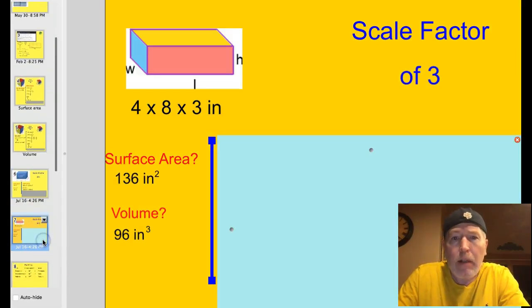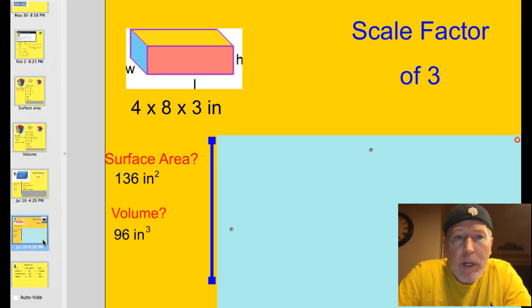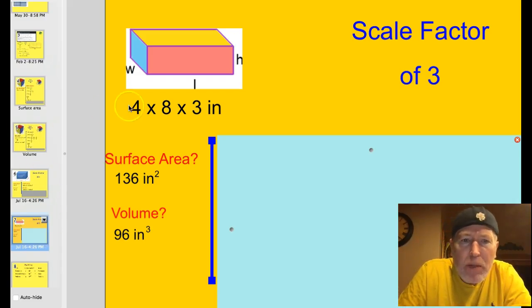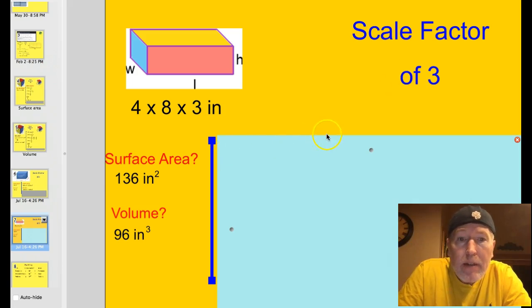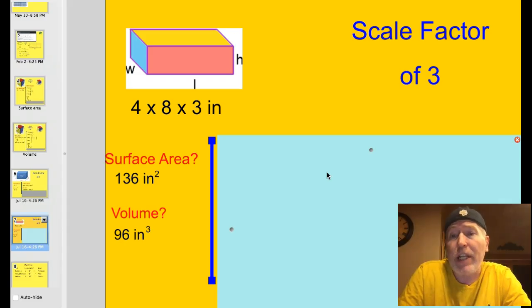All right, time for you to try one. We have a rectangular prism up here. I've put the measurements down, 4 times 8 times 3 inches. But you know what? You don't even need that. Use the scale factor, which is 3, to find the surface area and volume of a new rectangular prism. Go ahead and try it.